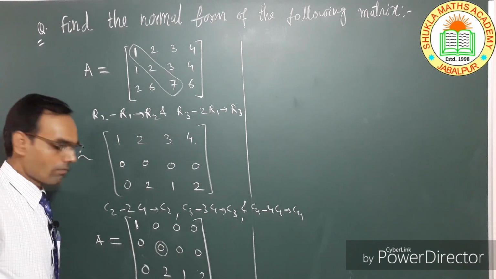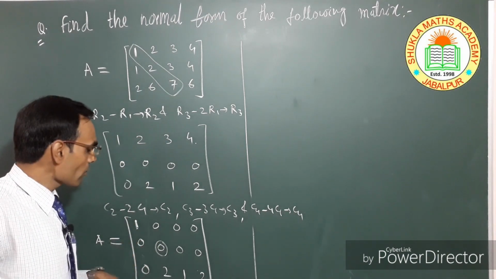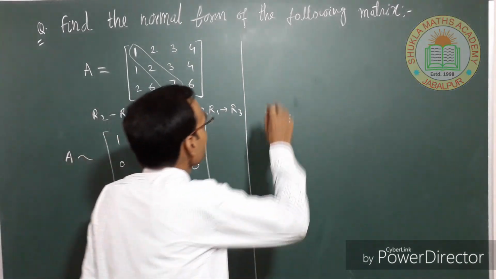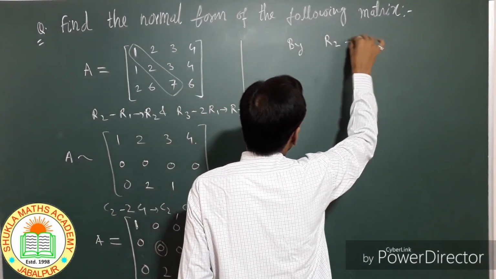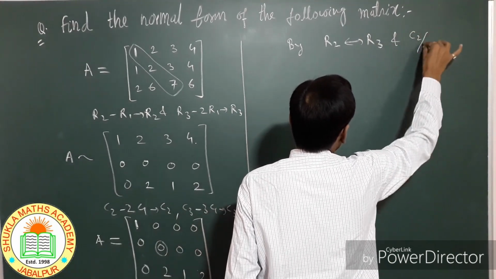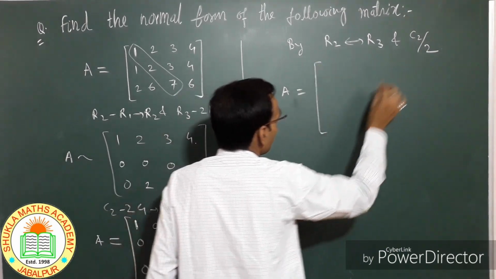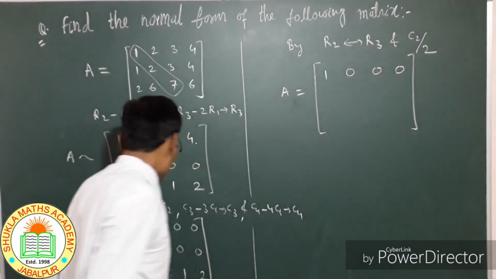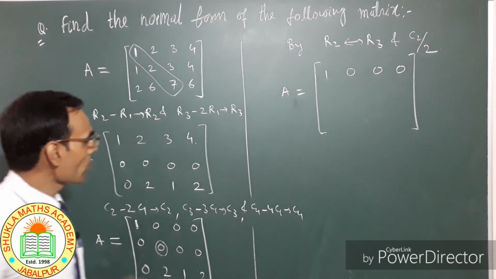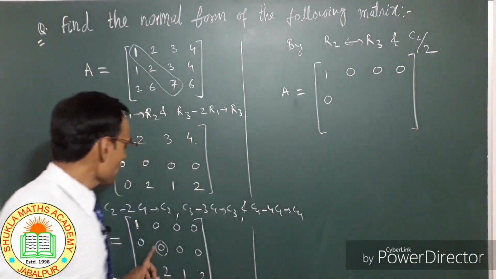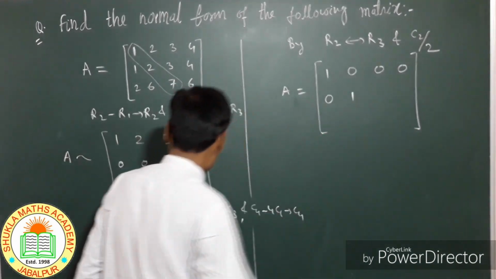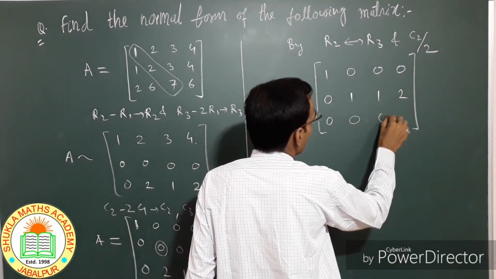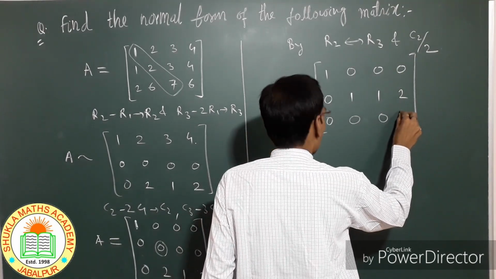After that we will make this element 1. So how will we make this 1? First we interchange the rows R2 and R3, and after that we divide this column by 2, then we get 1 here. So by interchanging R2 and R3 and dividing C2 by 2, we get the matrix A equal to: first row unchanged, 1 0 0 and 0. And now interchanging R2 and R3, we get here 0, and also here we get 2, and dividing this column by 2, we get this 1, and here 0 and 1, it is 1 and 2, and the last row is 0 0 0, and it is also 0.